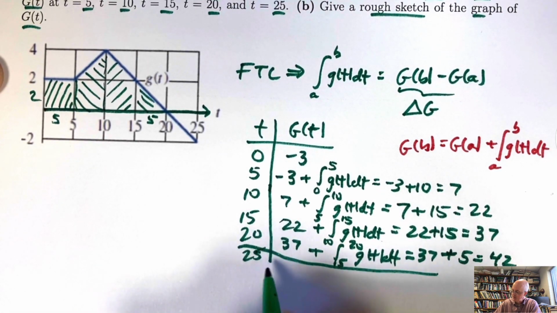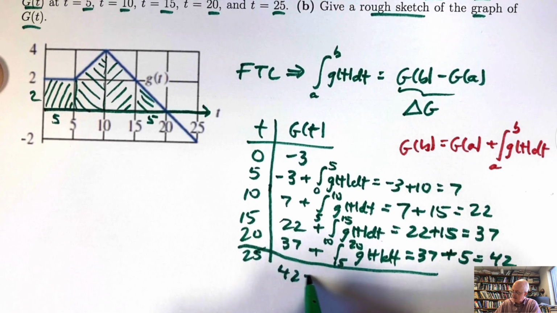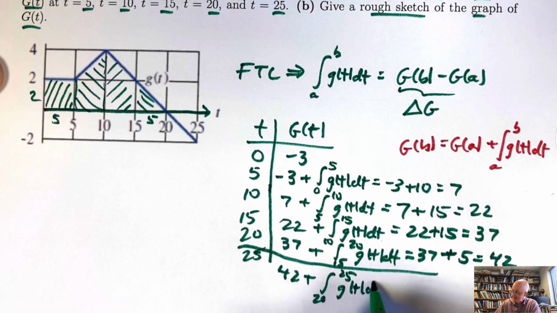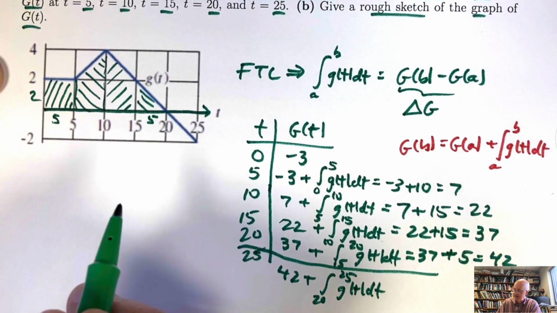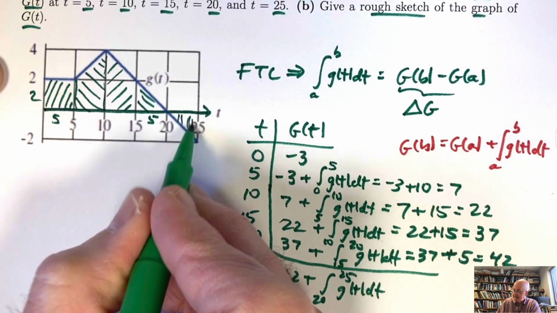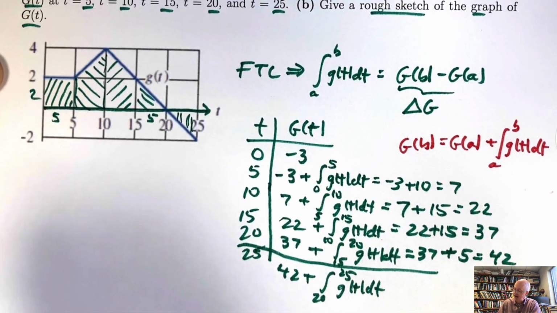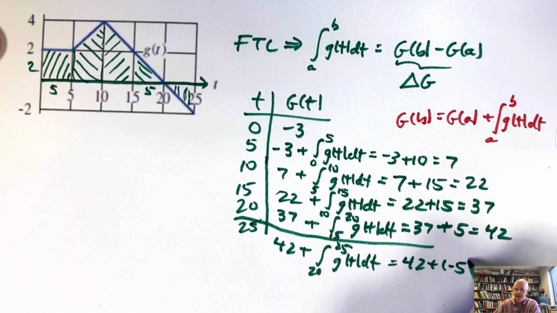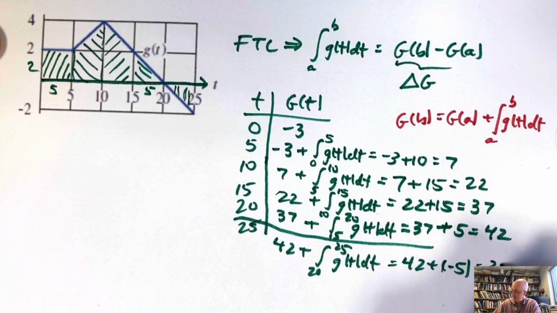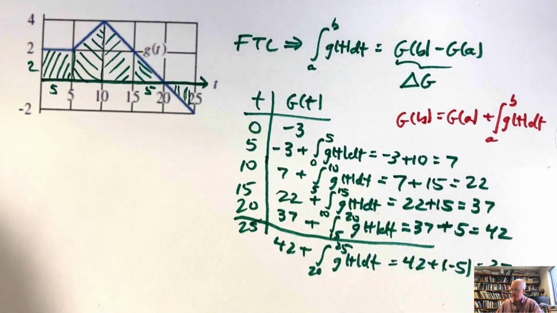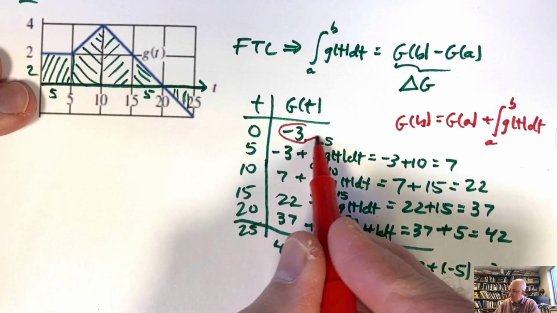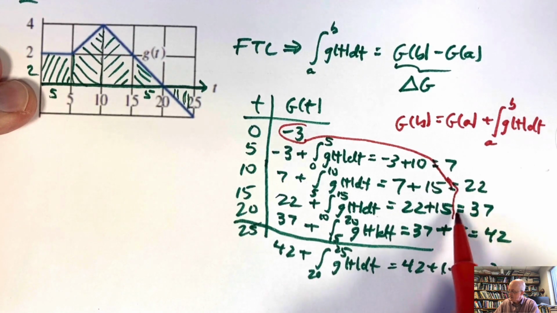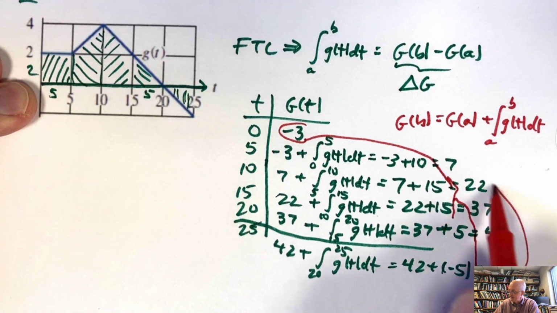And finally, capital G of 25, we'll take that preceding value, 42, add on the value of the integral from 20 to 25. However, this time the value of the integral is negative because the graph is below the t-axis. The area of this triangle is 5 again, but it needs to get subtracted from the value of the integral. The integral is equal to -5. So I could write this as 42 plus -5, or 42 minus 5 if I prefer, to get a value of 37. Okay, so these are the values of capital G at these different values of t: -3, 7, 22, 37, 42, and 37 again.